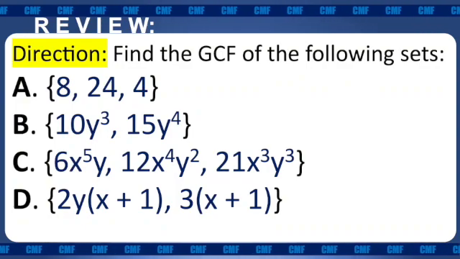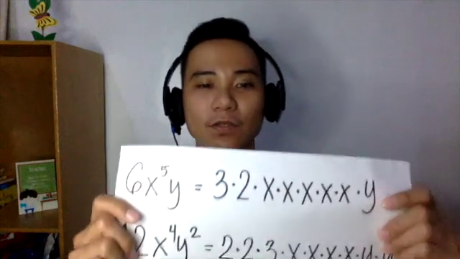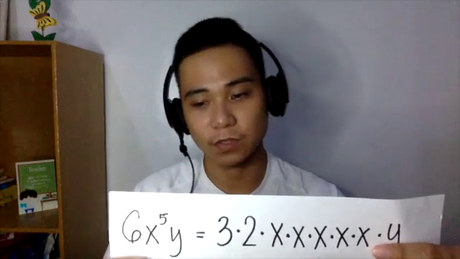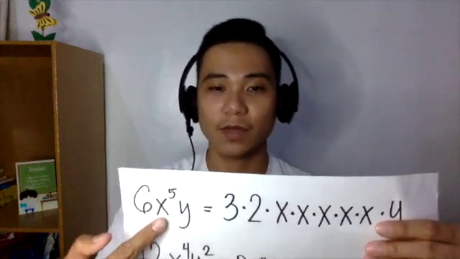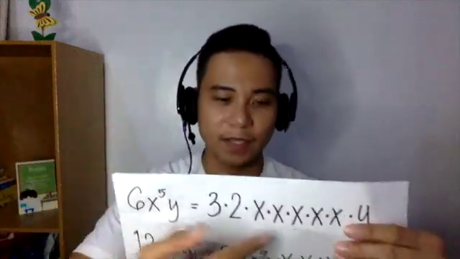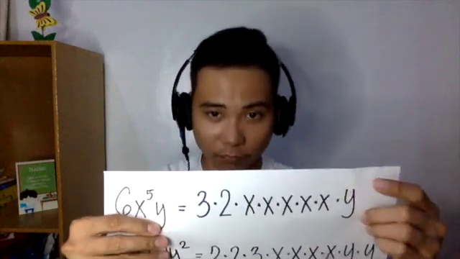Next is 12x to the fourth y squared and 21x cubed y cubed. It's the same process as letter B: just get the prime factors of each polynomial. For the first polynomial, 6x to the fifth y, the factors of 6 are 3 times 2. The factors of x to the fifth power are x times x times x times x times x. And the factor of y is just y.